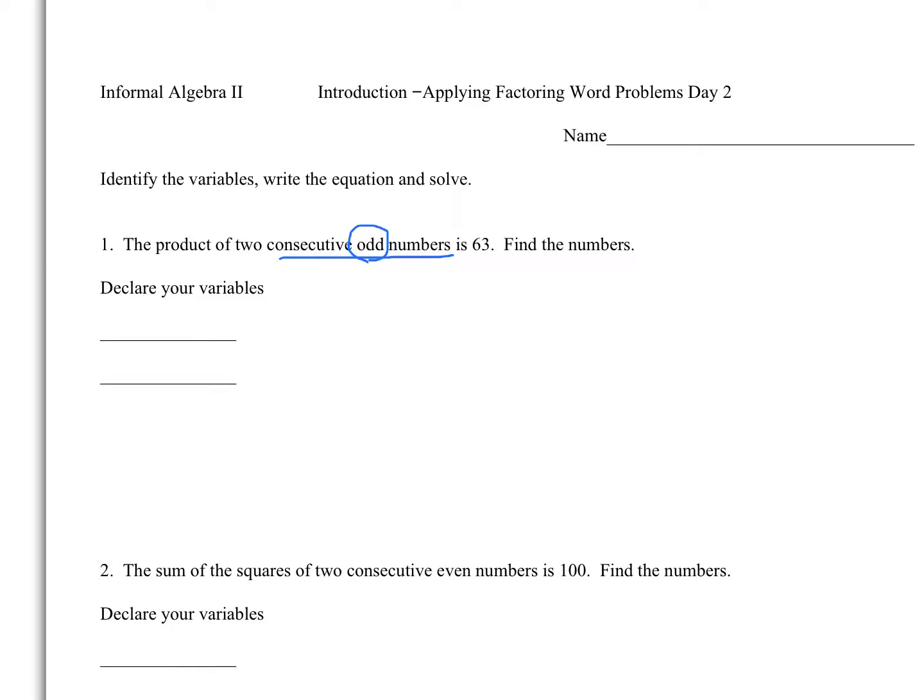Consecutive odd. So that tells me that I'm dealing with a specific type of problem. This is specific, because it tells me it wants odd numbers. So again, in declaring my variables, the first one would be x. The second one would be x plus 2. Alright, so there are my two variables.